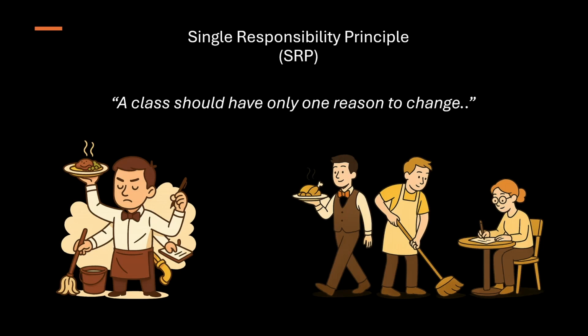Let's understand this better with a real world analogy. Think of a restaurant waiter. The waiter's responsibility is to take orders and serve food. Now imagine if the same waiter had to also cook food, clean tables, handle billing, and also fix plumbing. That would be chaos, right? Likewise, in code, one class doing too much becomes messy, hard to test, and a nightmare to maintain. So, this is exactly the problem that the Single Responsibility Principle fixes.